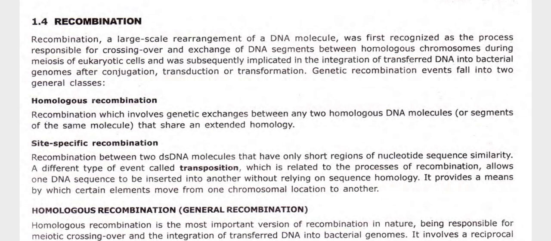Homologous recombination involves genetic exchanges between any two homologous DNA molecules, or segments of the same molecule, that share an extended homology. Then site-specific recombination binds two dsDNA molecules that have only two regions of nucleotide sequence similarity. A different type of event called transposition, which is related to the process of recombination, allows one DNA sequence to be inserted into another without relying on sequence homology. It provides a means by which certain elements move from one chromosomal location to another.